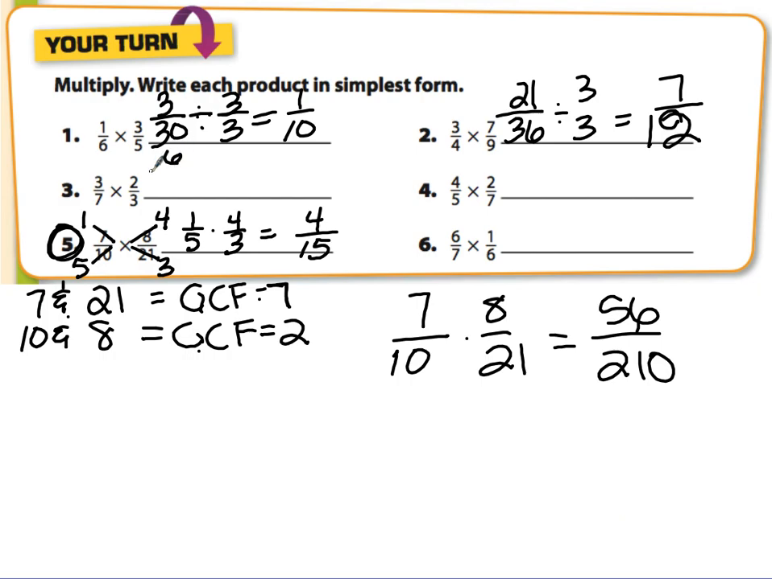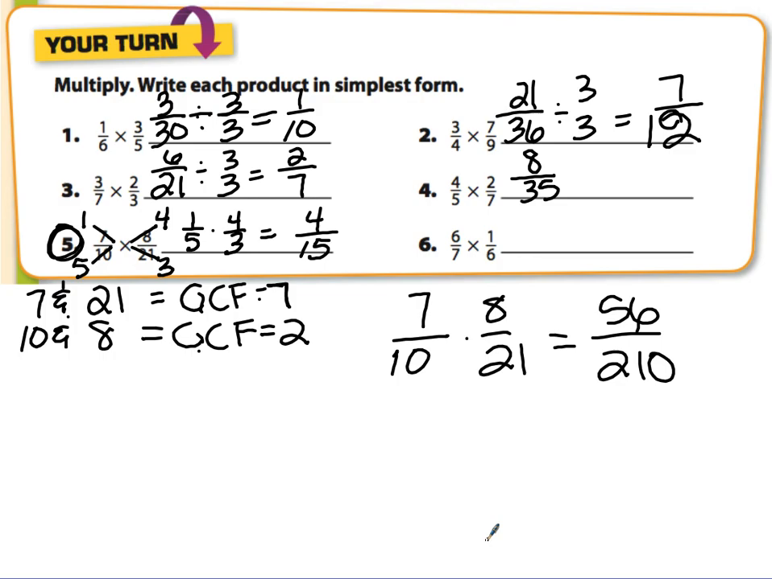Here you got 6 over 21. Again, that GCF was 3. Apparently this book loves it some 3s. 6 divided by 3 is 2. 21 divided by 3 is 7. Here you get 8 over 35.